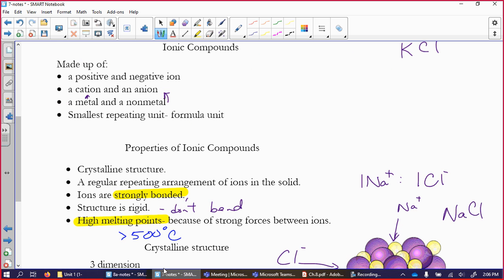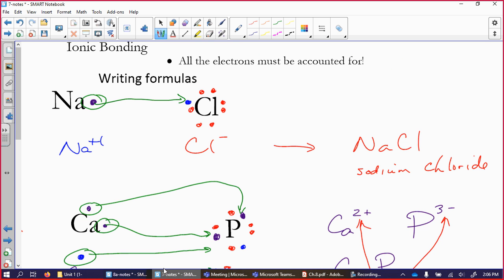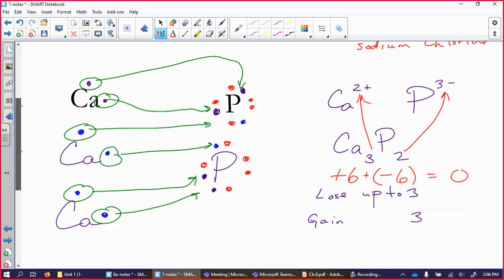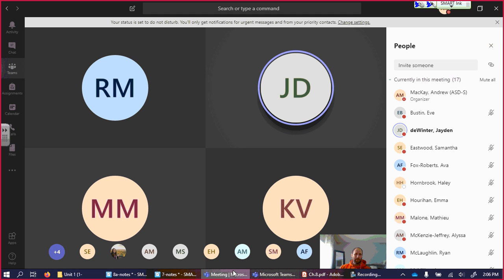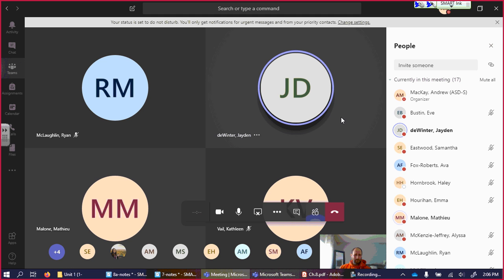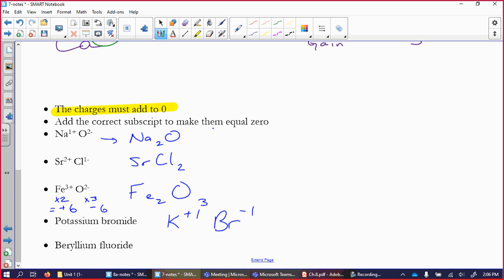And when we did this, we first started with something simple, and then we did calcium phosphide, where calcium had 2 and phosphorus needed 3, so we kind of had to keep going. Is this all ringing a bell to some people? Yes, no, maybe. Okay, good, because it's been a month, so hopefully we remember a little bit.